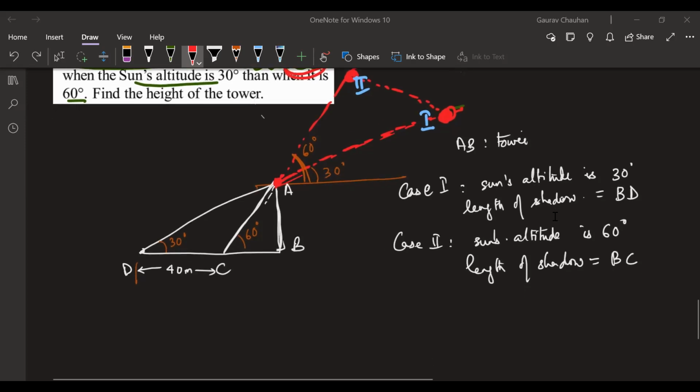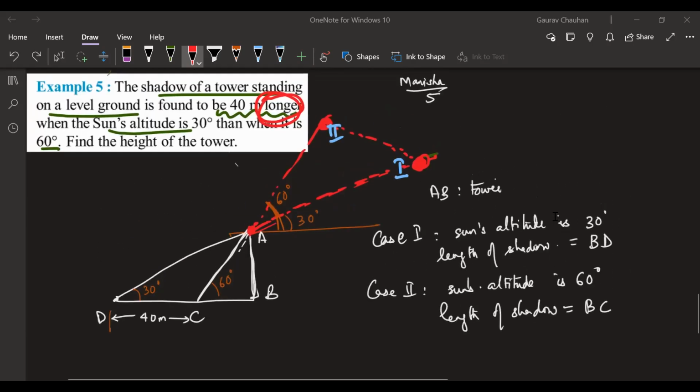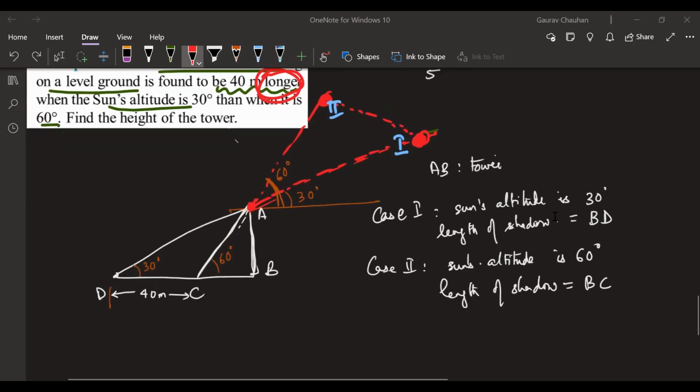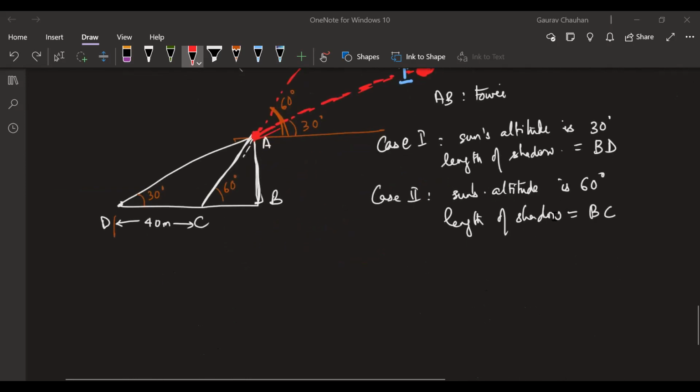Okay. Going on. So, sun's altitude is 30. Sun's altitude is 60. Now, this is the diagram which we have reached. And finally, my end goal is to find the height of the tower, which means I've got to find AB. AB is a part of both right triangles, this one as well as this one, but let's see how to approach this.